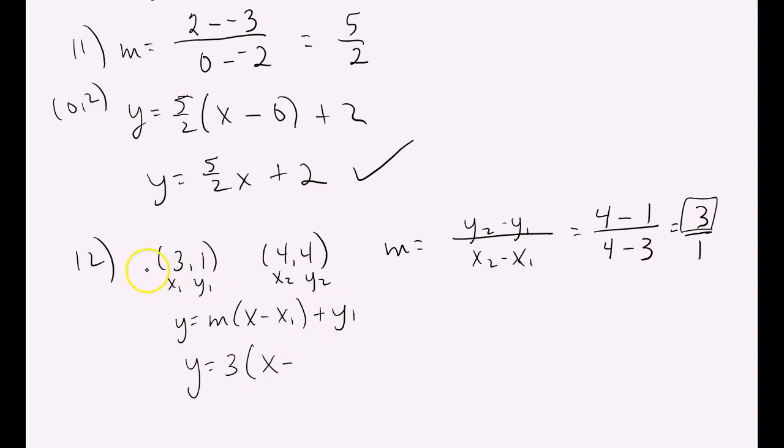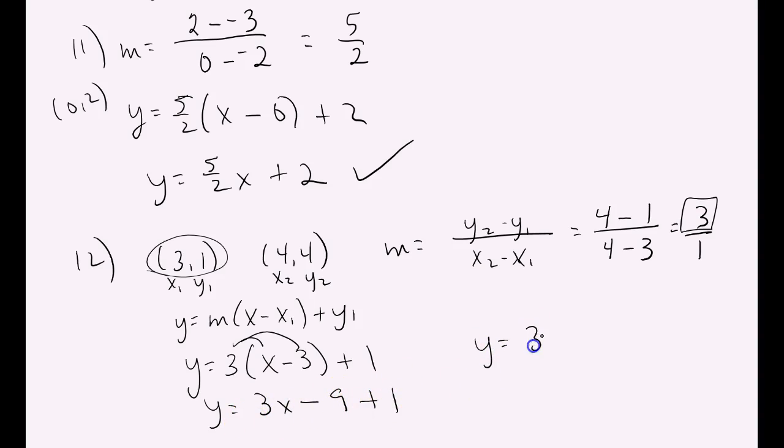Now I'm going to go ahead and use this one just because it doesn't really matter which one you use, and they're both equally pretty. So my x1 is 3 plus my y1 is 1. Now I distribute. 3x minus, what is that, 9 plus 1. And then at the back, what's a negative 9 and a positive 1? Well, that would be a negative 8. And that would be my final answer.